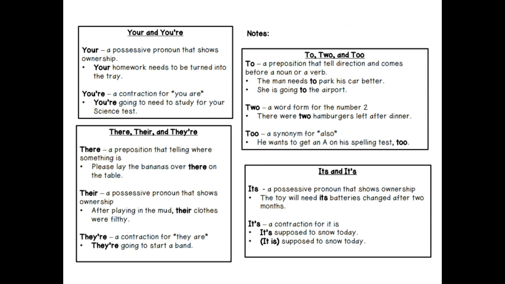So your being a possessive pronoun, so remember possessing means that you own that. So an example, your homework needs to be turned into the tray. The other way you could do you're is with a contraction, right? So with that apostrophe, you're going to need to study for your science test. Okay, remember a contraction is two words together. So you're would be you are. You are going to need to study for your science test. All right. So if I'm saying those two sentences out loud, you might not realize that I'm spelling the word your different.